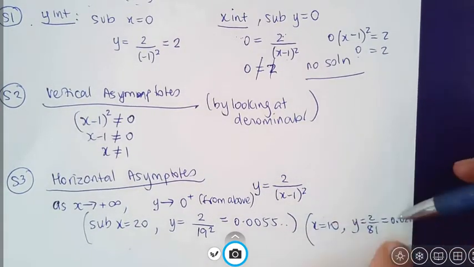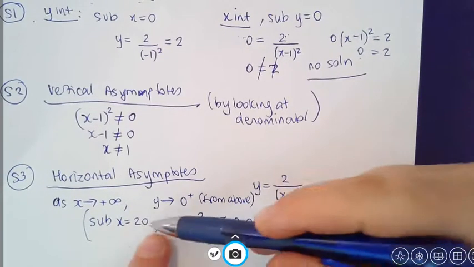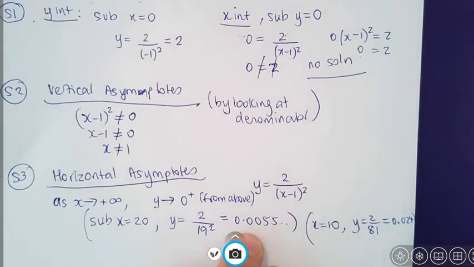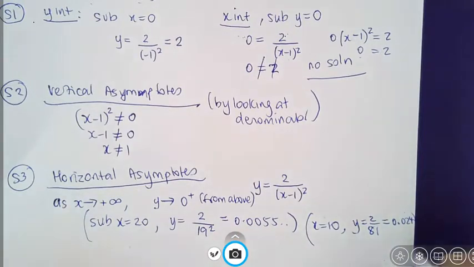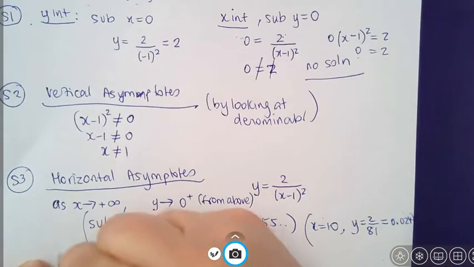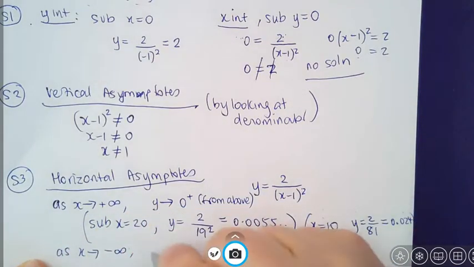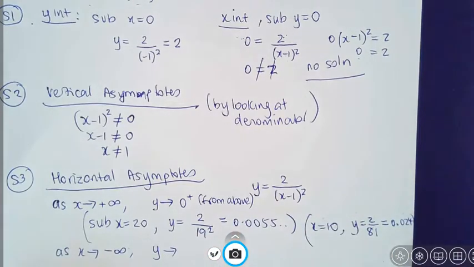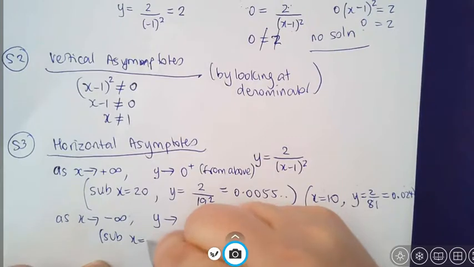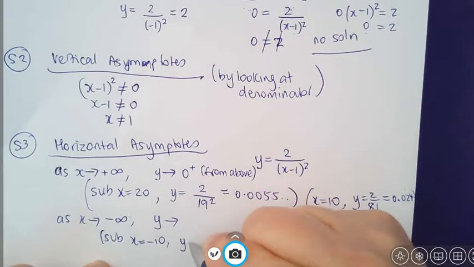So when x is 10, y is 0.024, so it's just above 0. When x is 20, y is 0.0055, just above 0. Okay? So I would say that y approaches 0 from above, and as x approaches negative infinity, let's see what y approaches. Let's say you sub x is negative 10. What do you get for y?